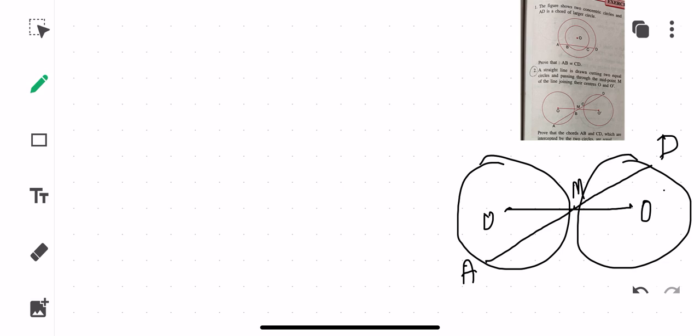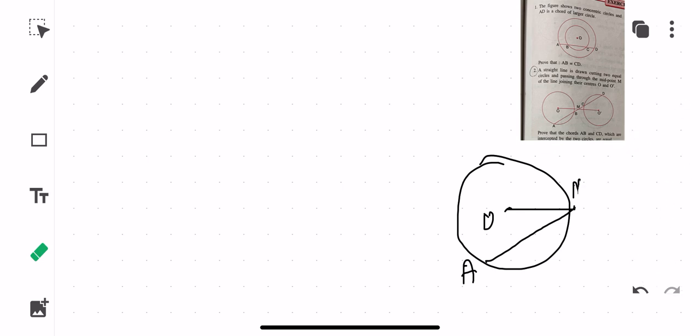Now what do you need to prove? You need to prove that chords AB and CD, which are intercepted by the two circles, are equal. Two circles are equal. So where are chords AB and CD, children? I have pointed out a very small difference, so I think I need to reconstruct this particular circle so that it is clearly visible. We have a good gap between the two circles, so I'll erase and correct the figure.